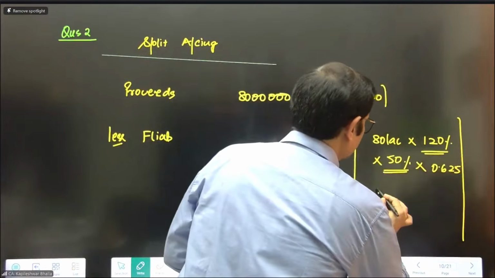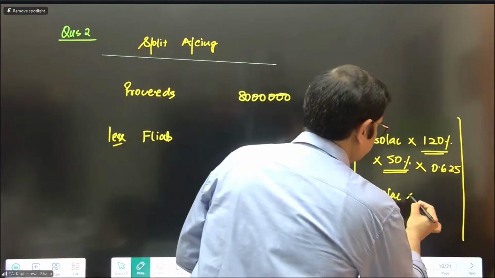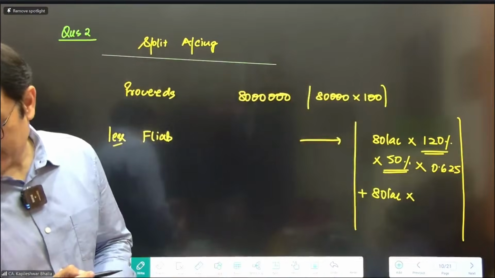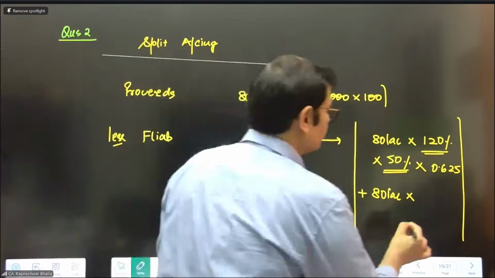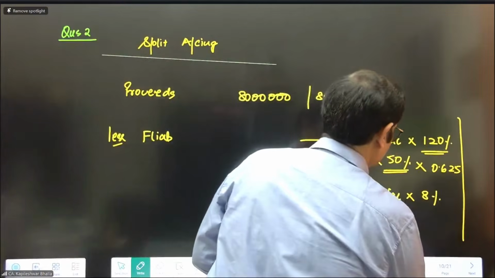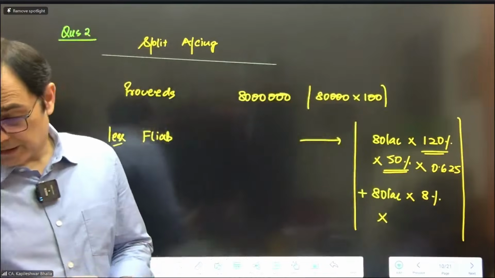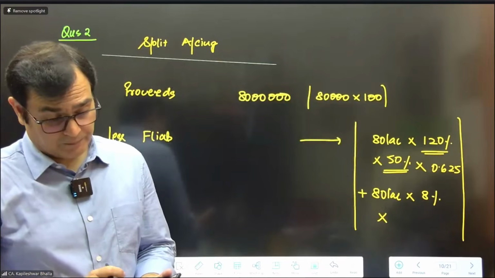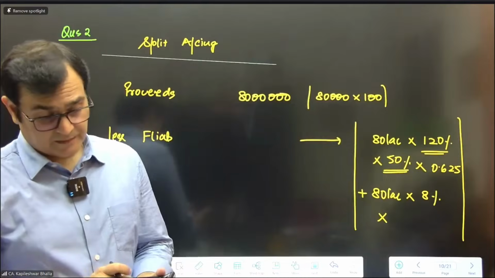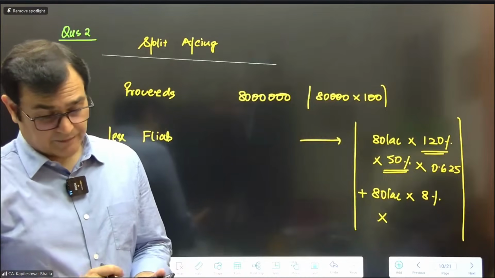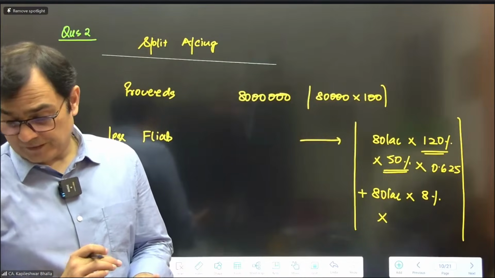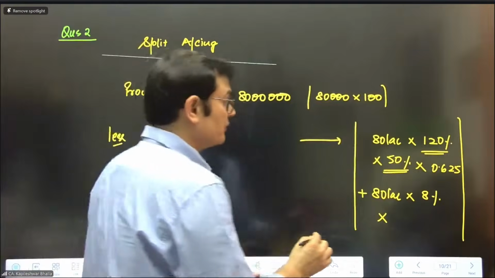Then we consider the interest on 80 lakhs. We take an interest at the rate of 8% for the next 4 years. I'll take the cumulative factor at 12%: 0.887, 0.788, 0.701, 0.625. I think it's coming to 3.001.